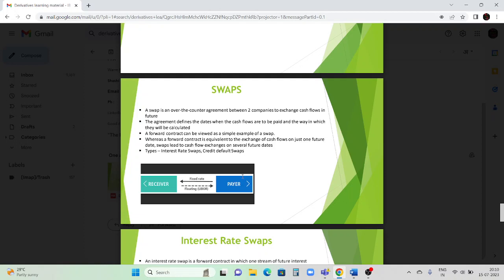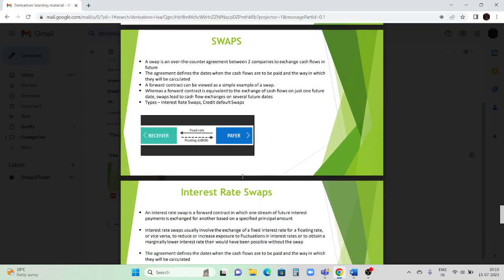A forward contract can be viewed as a simple example of a swap, whereas a forward contract is equivalent to the exchange of cash flows on just one future date, and swaps lead to cash flow exchange on several future dates. And the different types of swaps: credit default swaps and interest rate swaps.